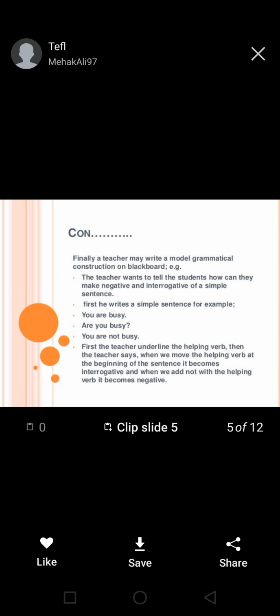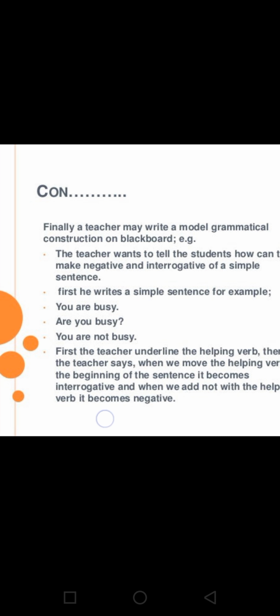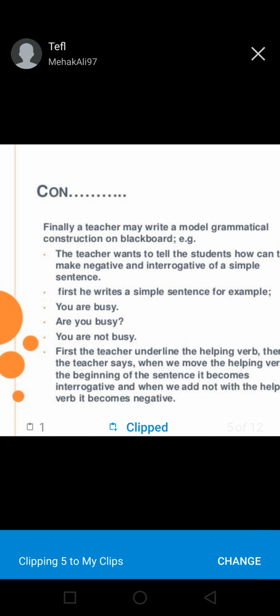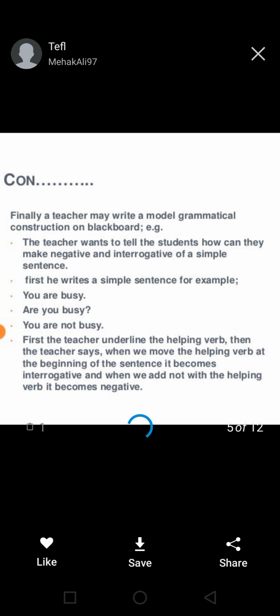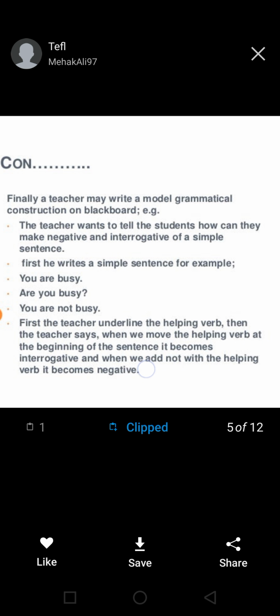First the teacher underlines the helping verb. For example, here you are busy. In this sentence, are is a helping verb. So he underlines or she underlines are, which is a helping verb. Then the teacher says, when we move the helping verb to the beginning of a sentence, it becomes interrogative. For example, are you busy? Here the are is moved to the beginning, so it became interrogative.